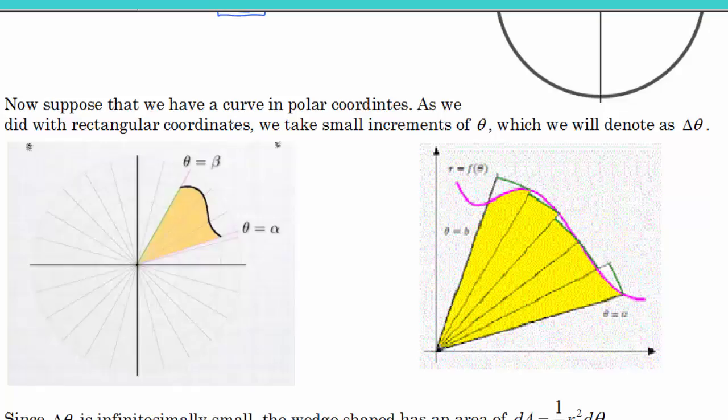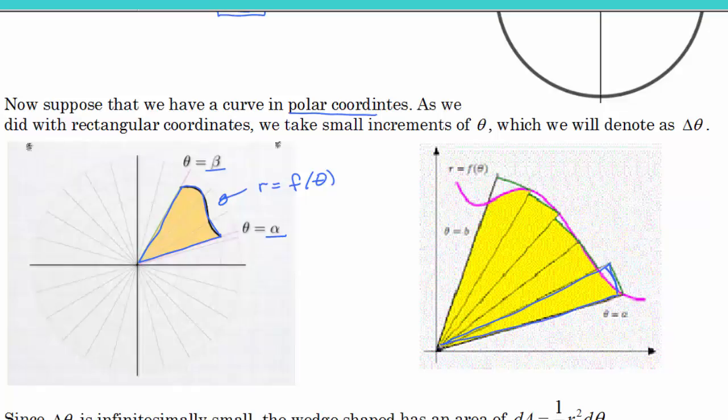Well, now suppose we have a curve in polar coordinates. As we did with rectangular coordinates, we take small increments of theta, which we of course will denote as delta theta. So if I have some curve here, remember this is r, which is a function of theta, and I want to find the area bounded between alpha and beta, what I can do is take very, very small sectors and divide it up.